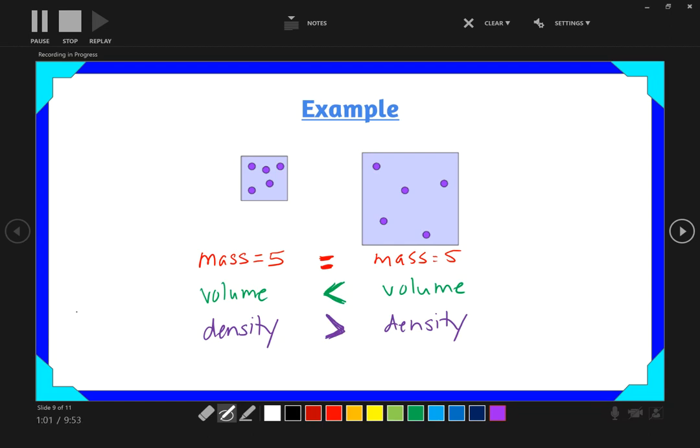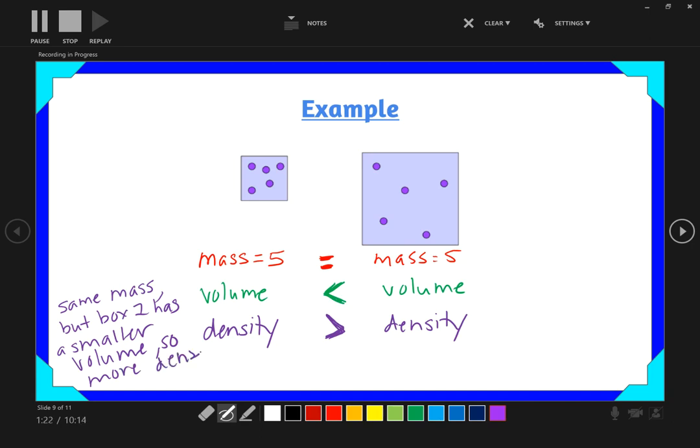Okay, so another way to look at that is you've got the same mass this time, but box 1 has a smaller volume, so it is more dense. It is more tightly packed together.